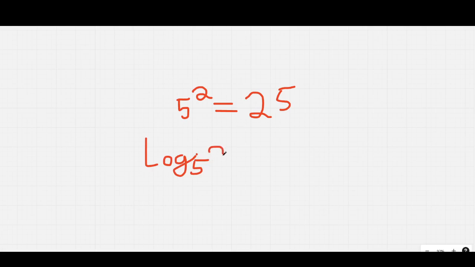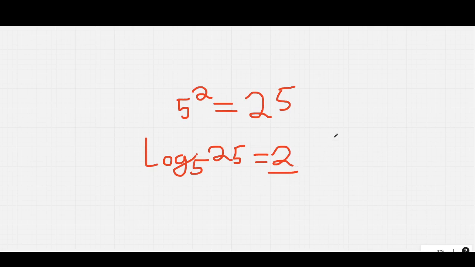Okay, so let's look at that in a more practical sense. If we have 5 to the power of 2, we can ascertain that this means 25. When we take this to a log, if we want to rephrase this in a log format, we will say log base 5 of 25 equals 2. Because the log is primarily asking us a question that goes something like this: how many times does 5 need to be multiplied by itself to equal 25? And the answer to that is simply 2.